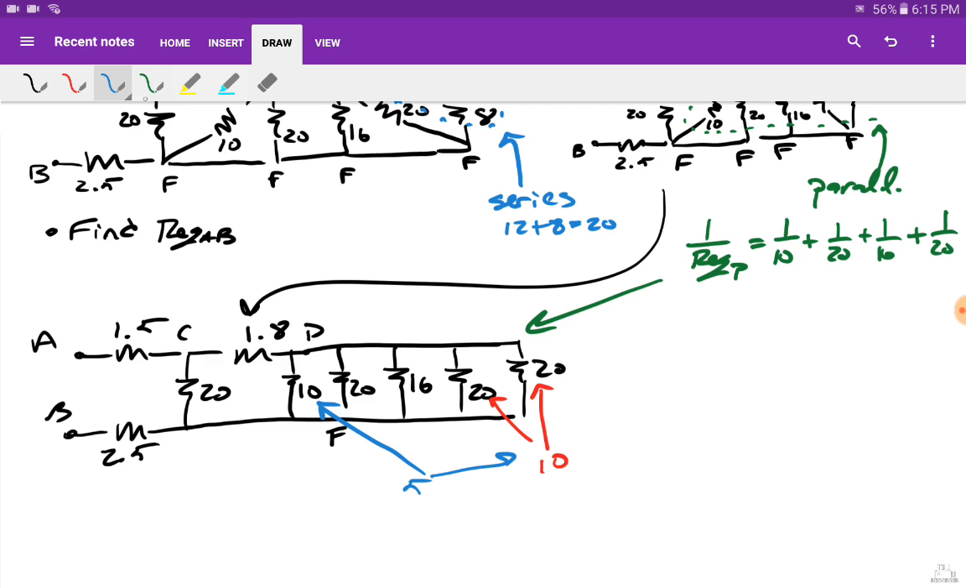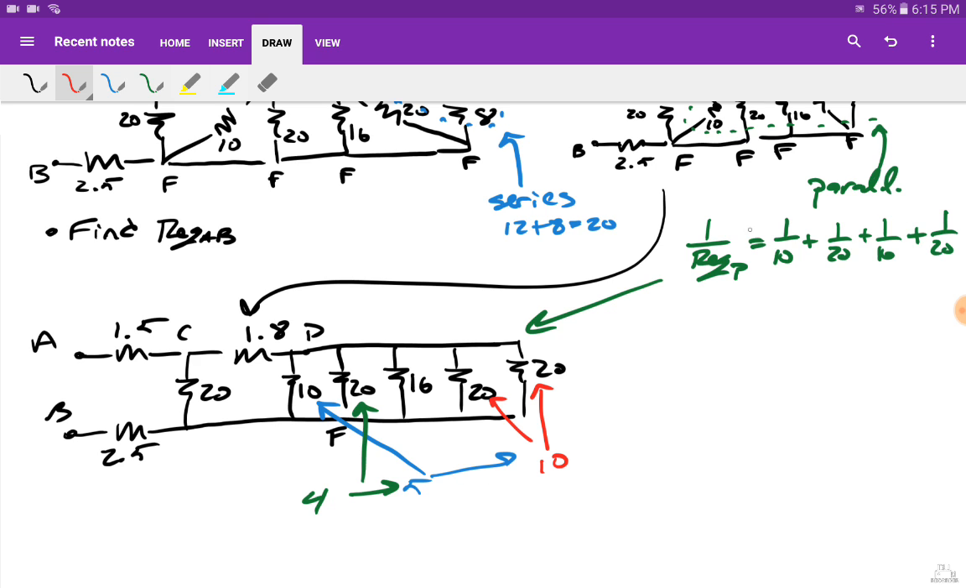Okay. Let me put it in green. The 20 in parallel with the 5: 20 times 5 is 100 over 20 plus 5, that's 25. 100 over 25 is 4. 20 in parallel with 5 is 4, and now I have the 4 in parallel with the 16, okay? So the last one I'll do in another red because I've gotten away from it all.